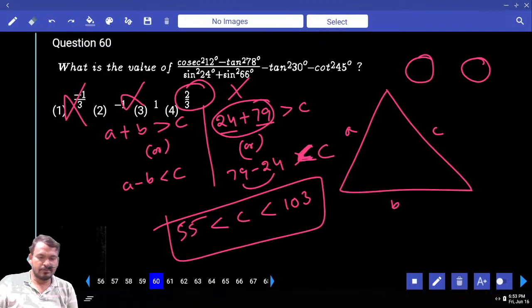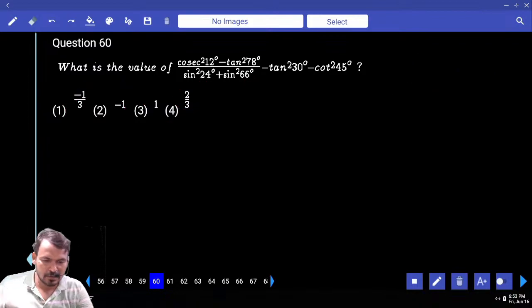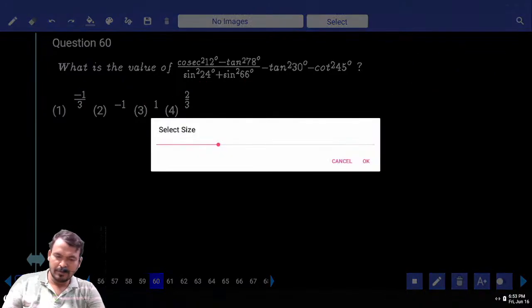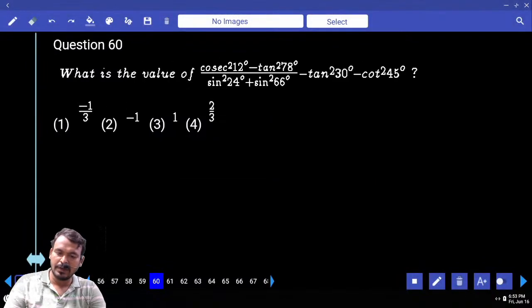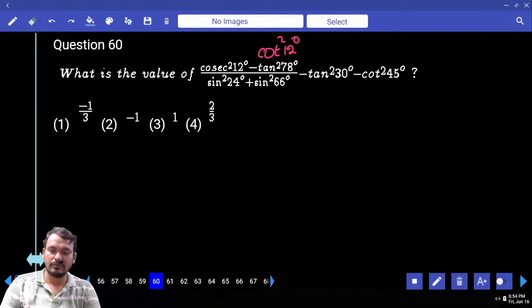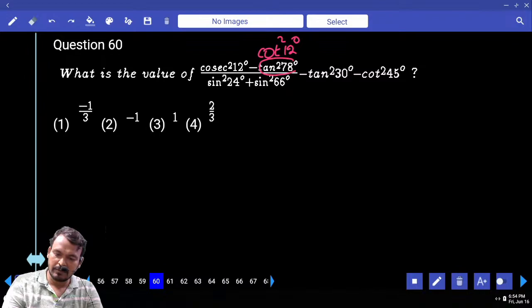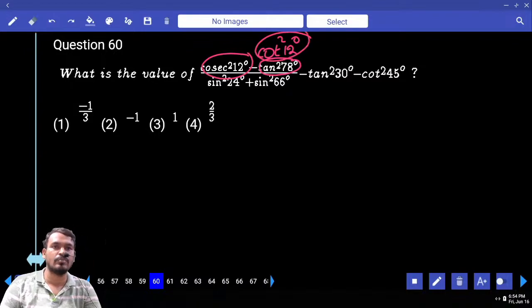What is the value of question number 60? Value of cosecant square 12 minus tan square 78. In place of tan square 78, we write cot square 12. Means cosecant square theta minus cot square theta. How much? 1. Numerator value 1.